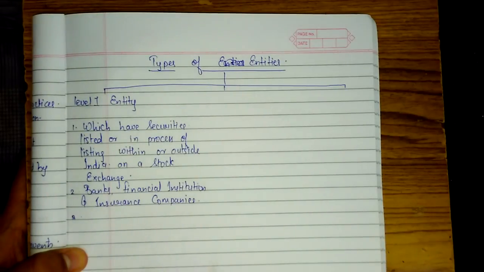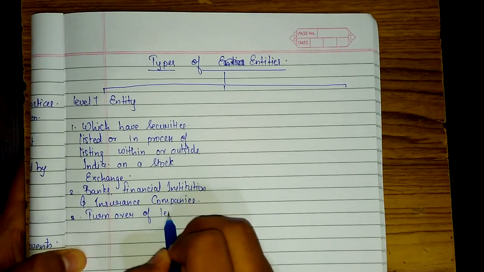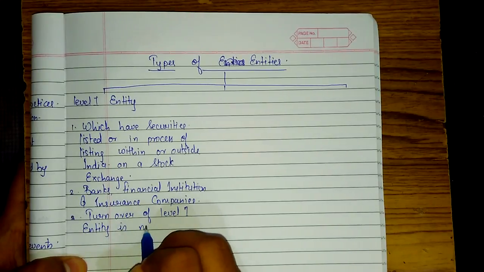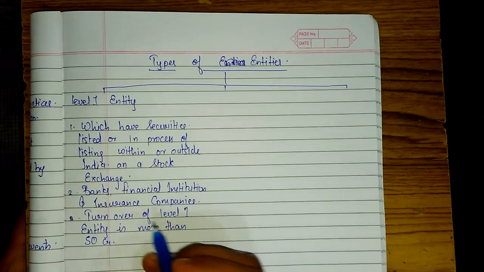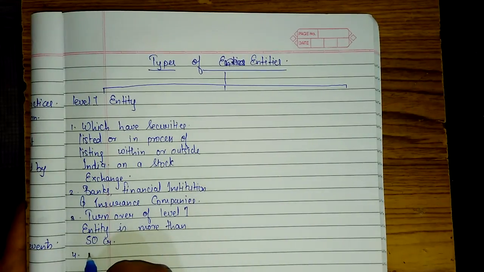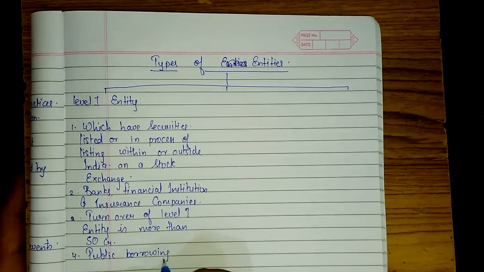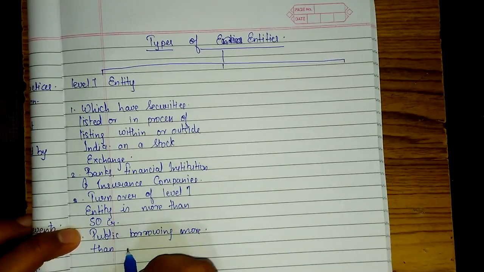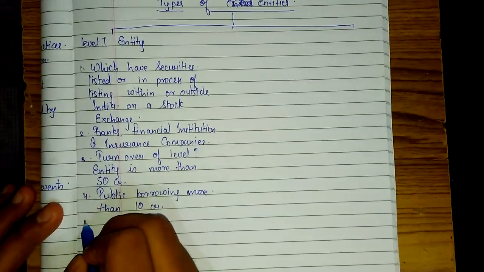Then what is the turnover of level 1 entity? The turnover of level 1 entity is more than 50 crore, that is CR, 50 CR. How much public borrowing can level 1 entity do? Public borrowing more than 10 crores, then only it will be level 1 entity.